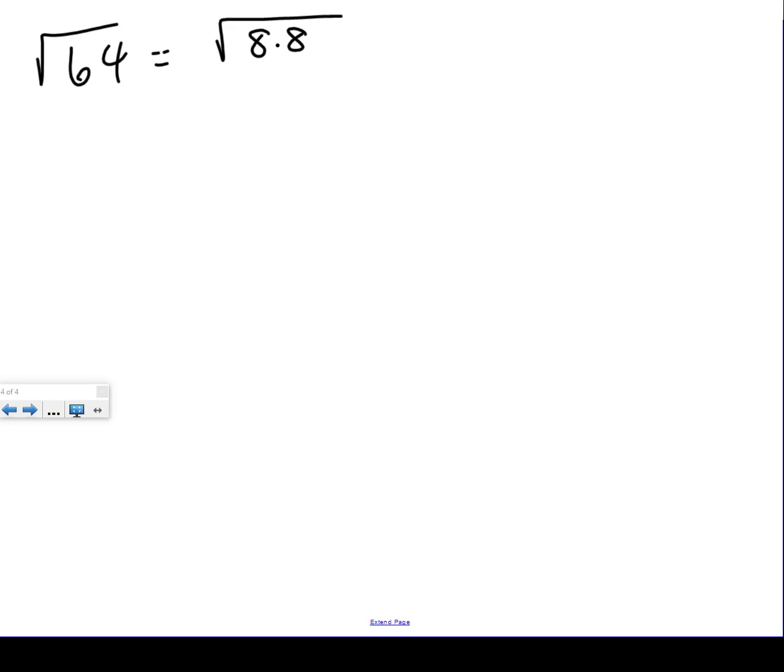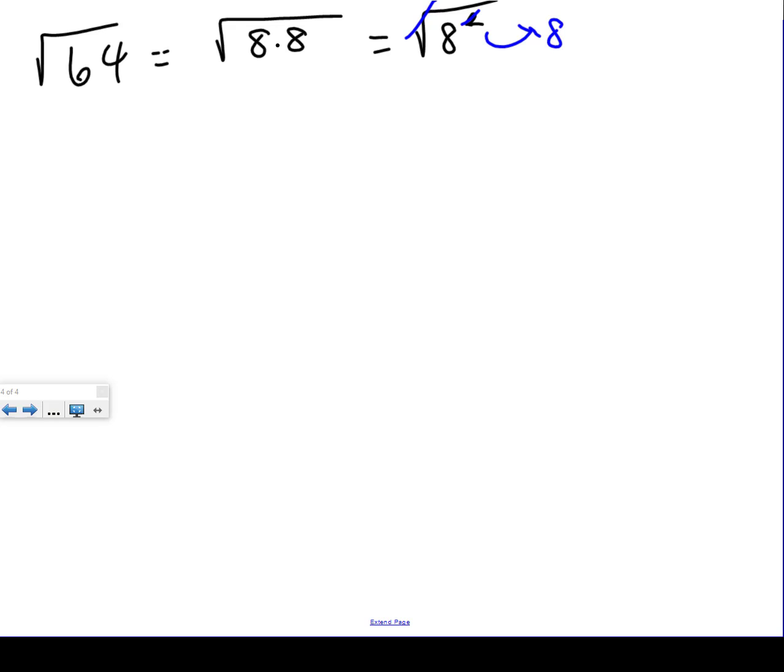And so when I simplify this, I know that 8 times 8 is also 8 squared. That's what that is, a little exponent of 2. And a square root and a squared cancel each other out, and so this gives me a final answer of 8. So the square root of 64 is 8.